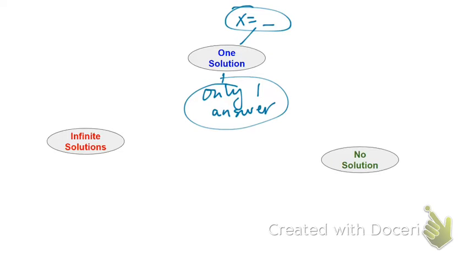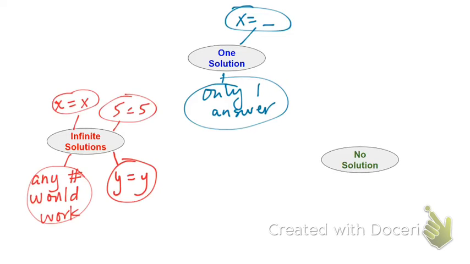So I want you guys to pause the video and give me some examples, some characteristics of what an infinite solution looks like and what a no solution looks like. Okay, come back when you're done.